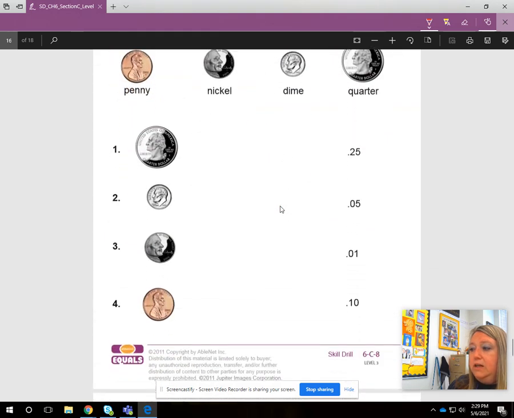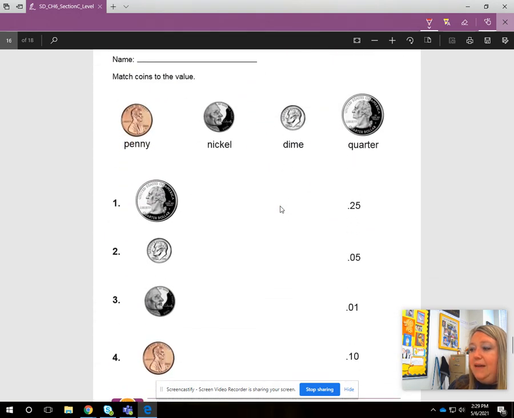There's one more worksheet right here. It's the same exact type of worksheet. So I'm going to let you guys do this one on your own.